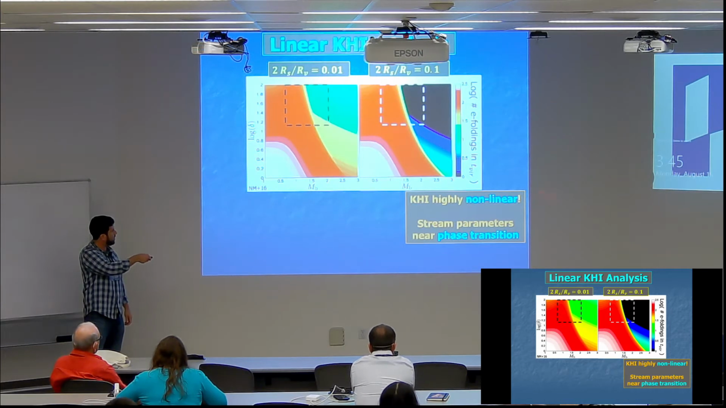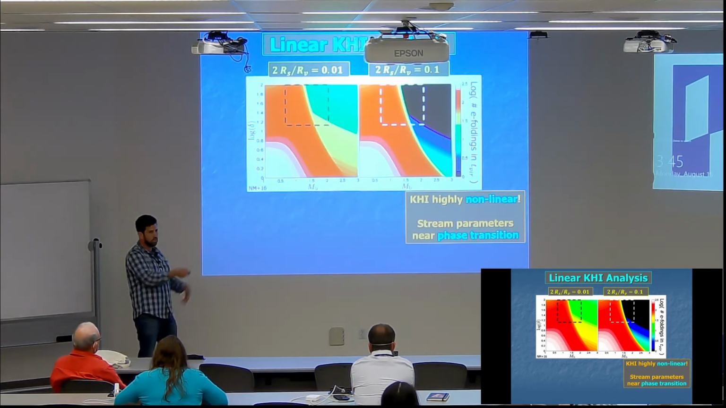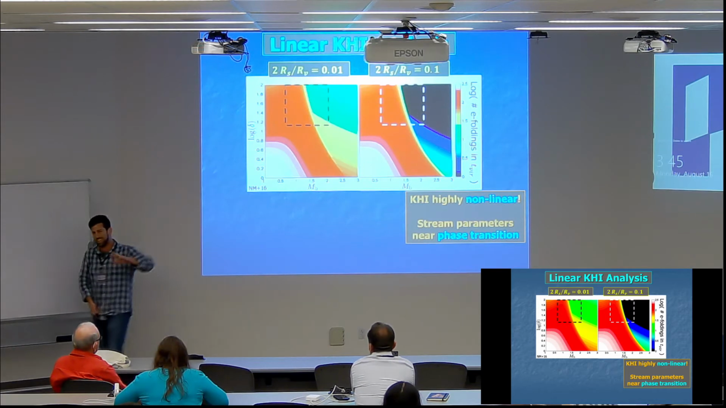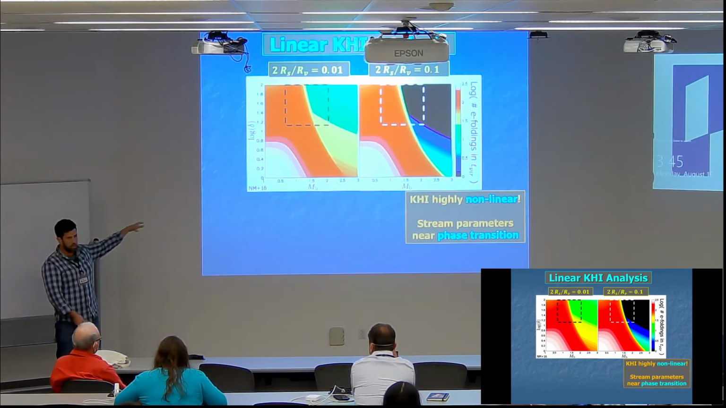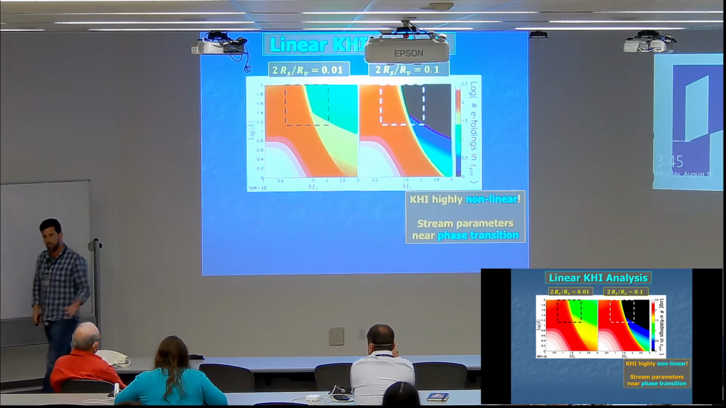Now you'll note that KHI is highly nonlinear. In the region that I expect streams to live, I get a huge number of e-foldings of growth within a virial crossing time, several tens or several hundreds. That implies that linear theory is not directly applicable to the problem. We have to go to nonlinear theory.